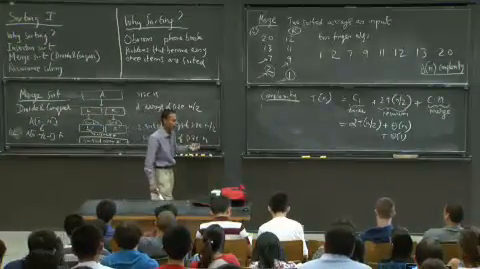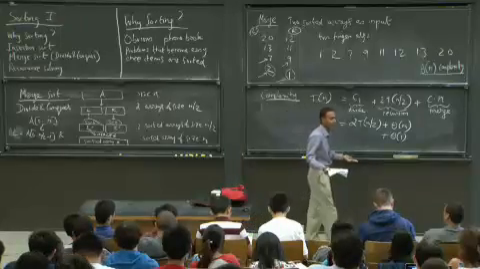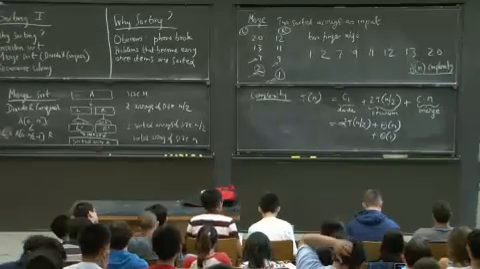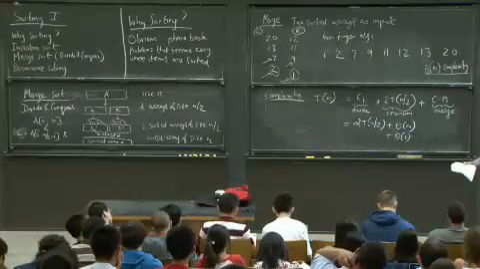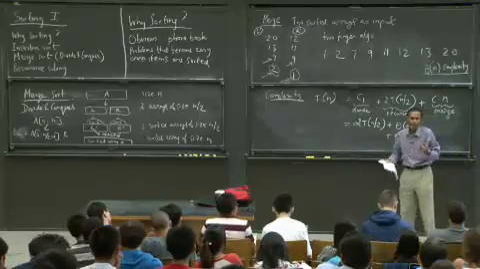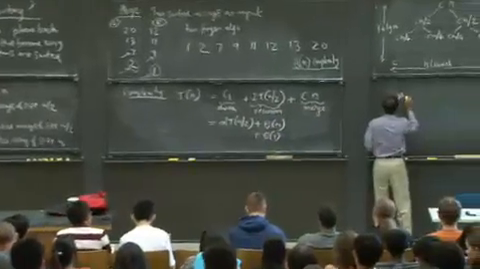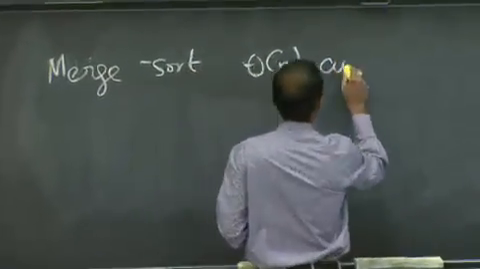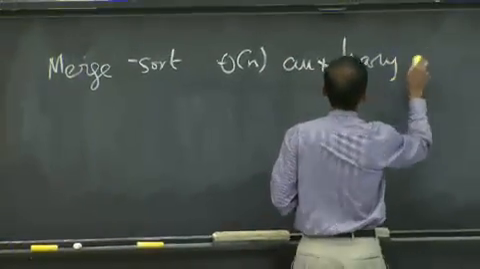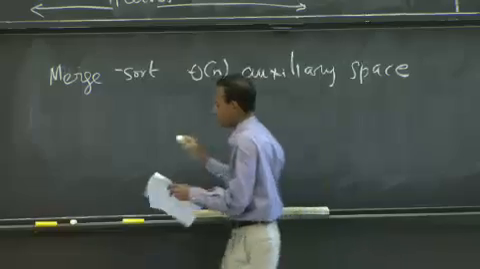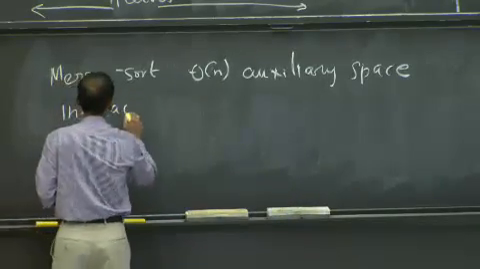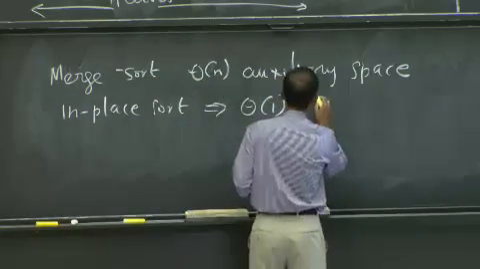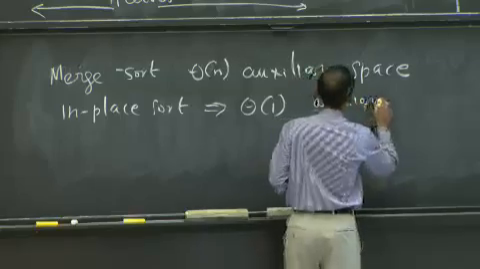And so you had to make a copy of the array in the two halves L and R in order to do the recursion, and then to take the results and put them into the sorted array A. So in merge sort, you needed theta n auxiliary space. So merge sort needs theta n extra space. And the definition of in-place sorting implies that you have theta 1 constant auxiliary space.